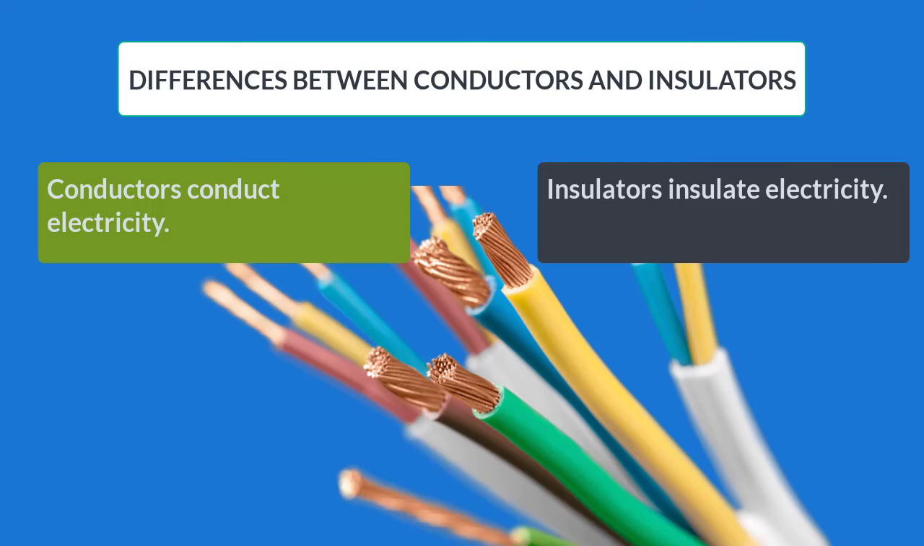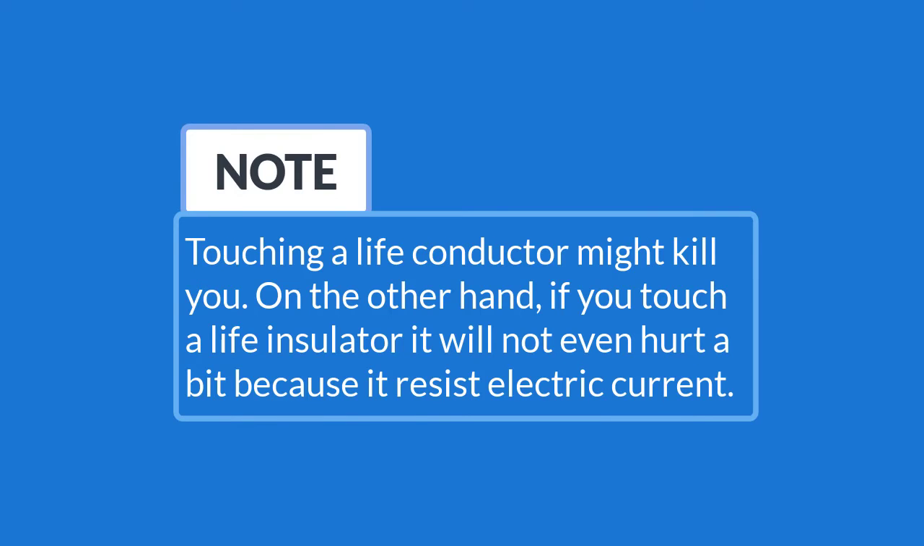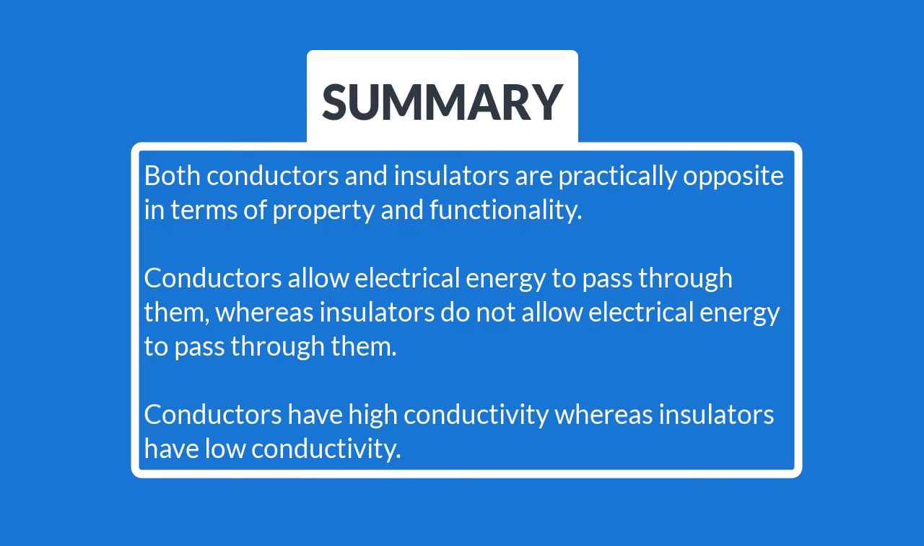6. Conductors conduct electricity while insulators insulate electricity. For example, the metallic wire in an electric cord is a conductor, while the protective cover is the insulator. Note: touching a live conductor might kill you. On the other hand, if you touch a live insulator, it will not even hurt a bit because it resists electric currents.